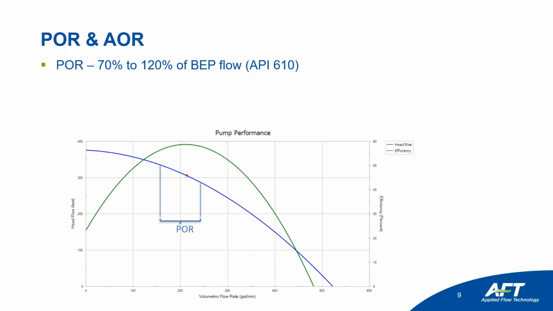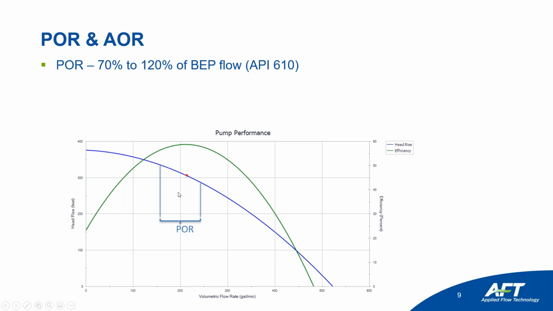So this is what that looks like. You have that red dot, which is our BEP, remember, the flow rate. POR is 70% of that. You can be within this range, 70% lower and 20% higher, so 120% of BEP. This is going to be your preferred operating region.